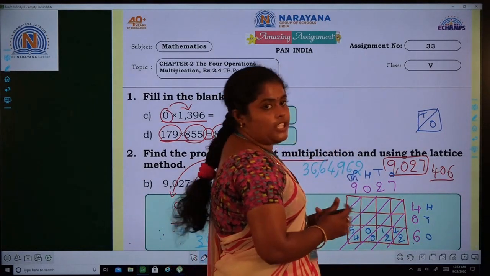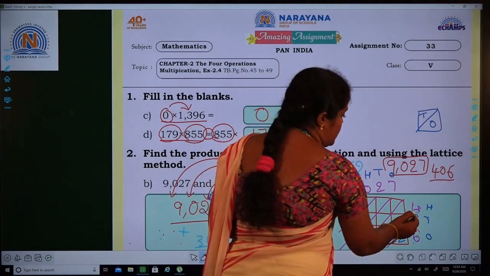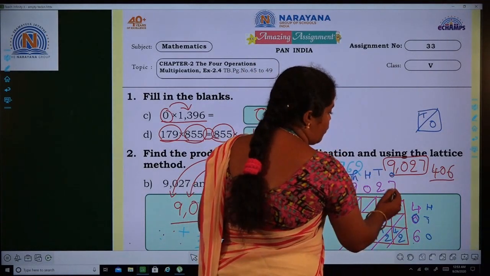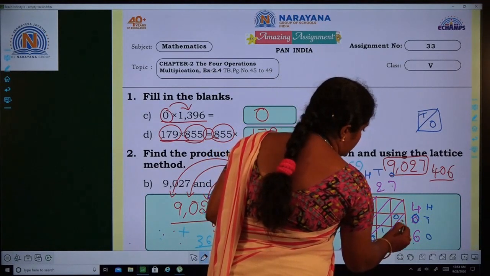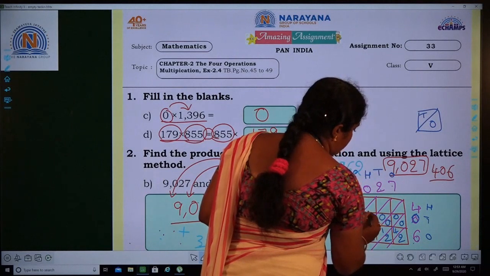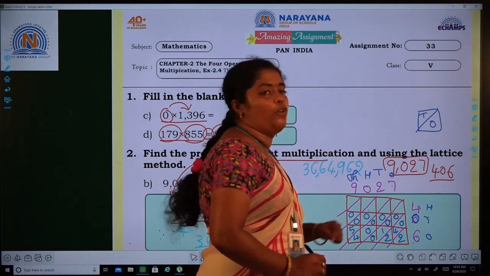Next, moving on to ones place. Here the digit is 0. Next place, tens place. Here the digit is 0. If you know very well, multiply any number with 0, we get the answer is 0. So you have to mention zeros, no problem. Like this.